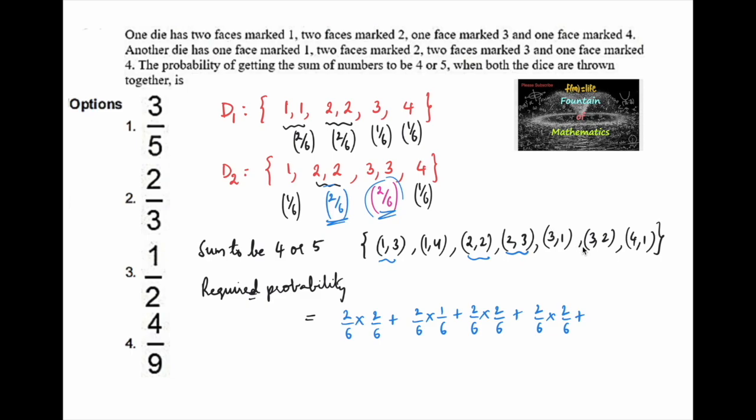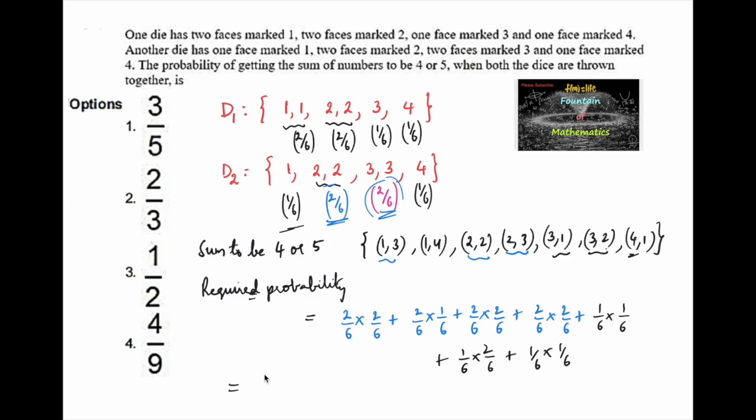and for 3 comma 1, the probability of getting 3 in the first die is 1 upon 6 and 1 in the second die is 1 upon 6, and the probability of getting 3 in the first die is 1 upon 6 and 2 in the second die is 2 upon 6, and the probability of getting 4 in the first die is 1 upon 6 and 1 in the second die is 1 upon 6. So here we can simplify.